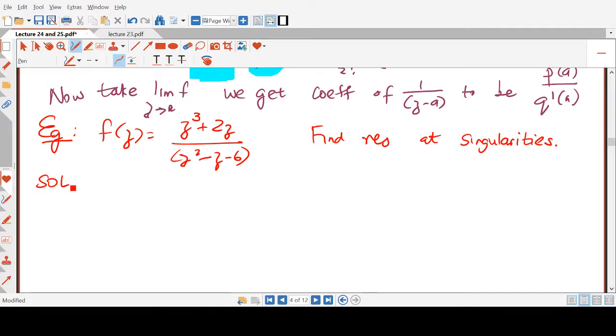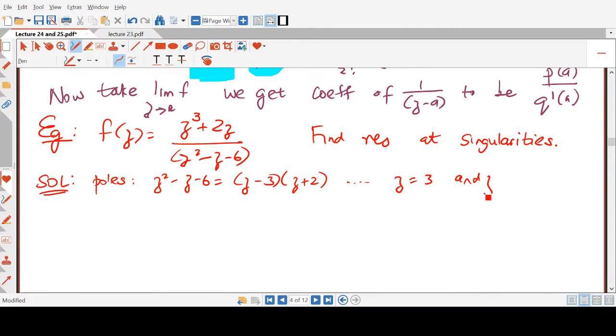Solution. So the poles are, z squared minus z minus 6 is z minus 3 into z plus 2. The poles are z equals 3 and z equals minus 2. So the residue of f of z at z equals 3.